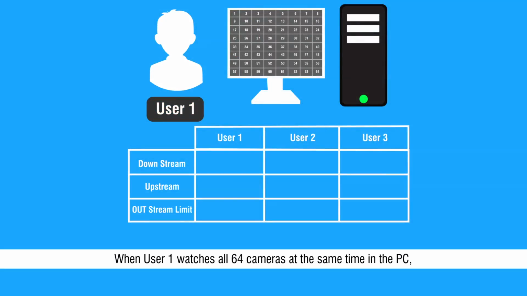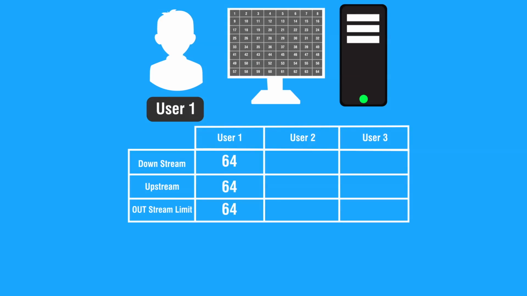When user 1 watches all 64 cameras at the same time in the PC, the bandwidth allocated to the user by Satatya device will be 64 Mbps. So downstream in this case is 64 Mbps and upstream is 64 Mbps. Also outstream limit is 64.